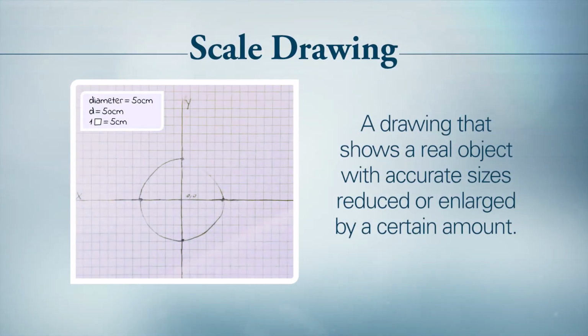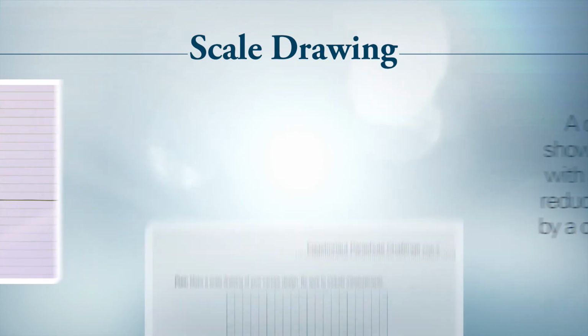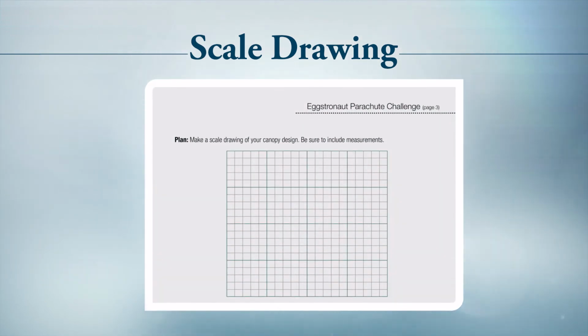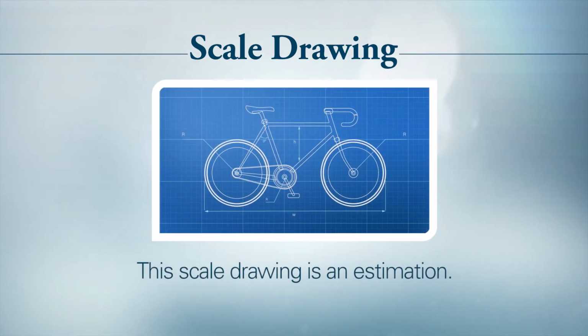After you draw your design, draw a scale drawing of your canopy or the fabric part of your parachute. I'm using graph paper. If you don't have graph paper, there is one provided for you in the Extronaut Educator Guide. The link will be provided at the end of this video. If you don't have access to a printer, there are some pretty good videos online that show you how to make your own. This scale drawing is an estimation, since I don't have a compass, which is a tool that mathematicians and engineers use to draw an accurate circumference.